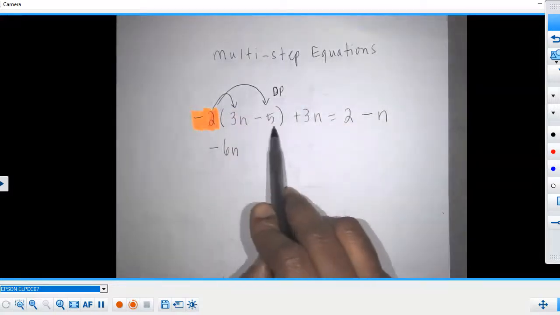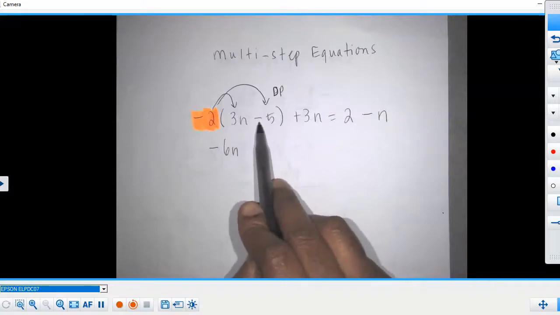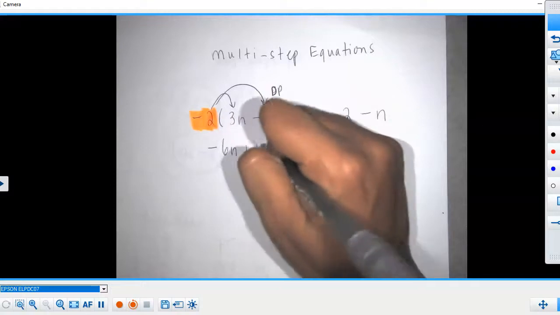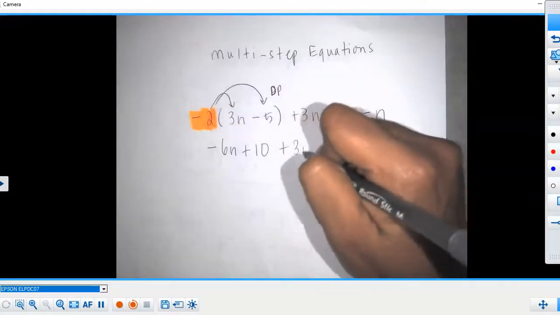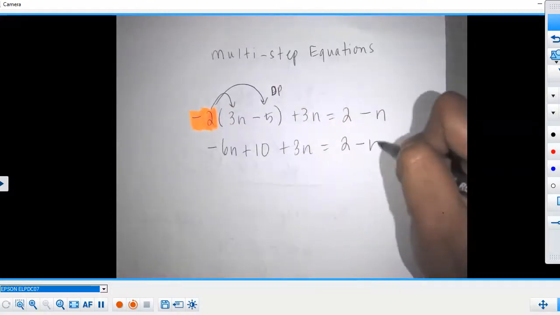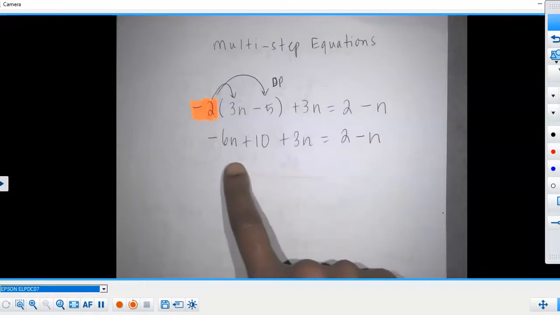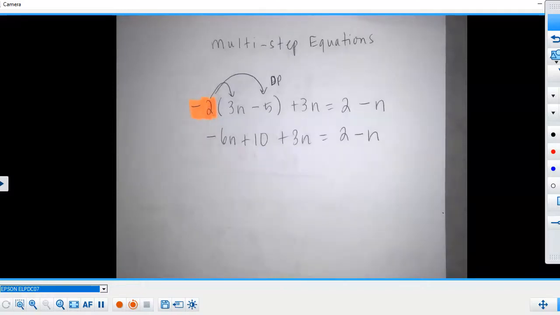-2 times -5. So watch the sign. -2 times -5 is +10. And I'm going to drop down the 3n and drop down the 2 minus n on the right, because there's nothing I'm doing in that step besides the distributive property. Usually after the distributive property, sometimes you have to combine like terms. That's what we have over here on the left. There's a -6n and a 3n.